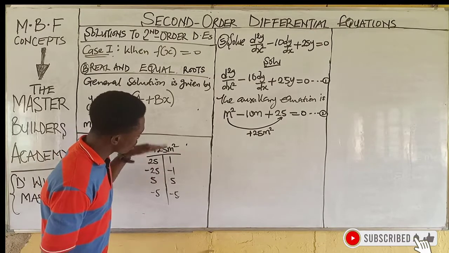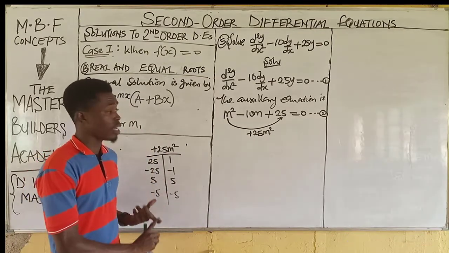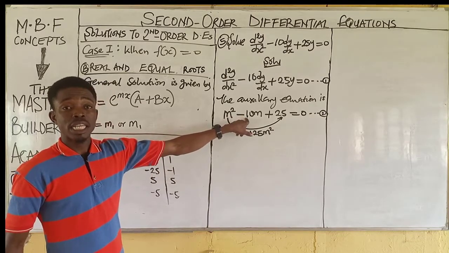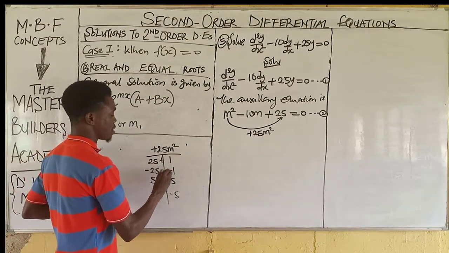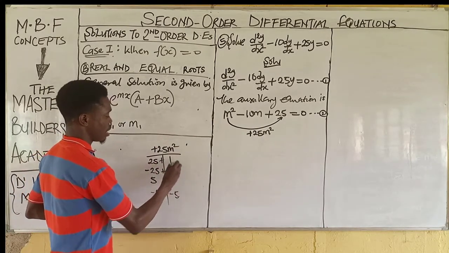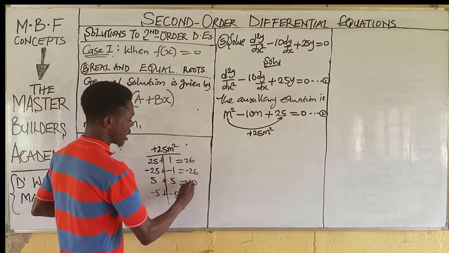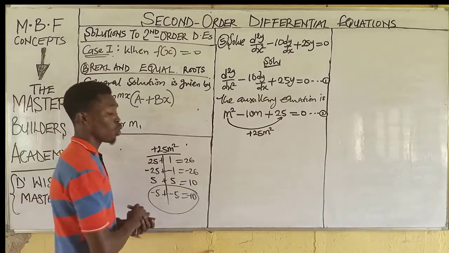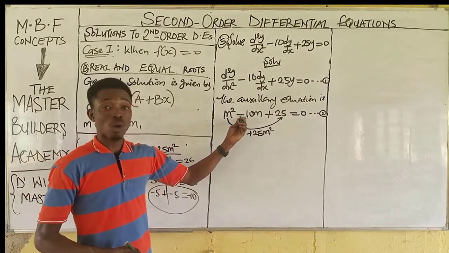Now, we cannot go with all these 4 factors. We need only 1 factor. And what controls the one we are going to pick from here is the middle term. The middle term here is minus 10. So we are quickly going to sum up these factors and see the one that will give us minus 10. Of course, this is 26, this is minus 26, this is 10, and this is minus 10. So you see that it is the last factor that gives us the coefficient of the middle term.